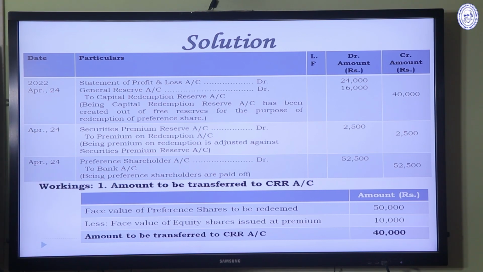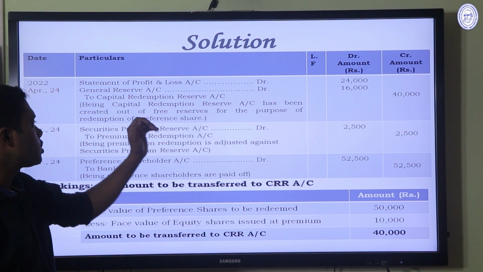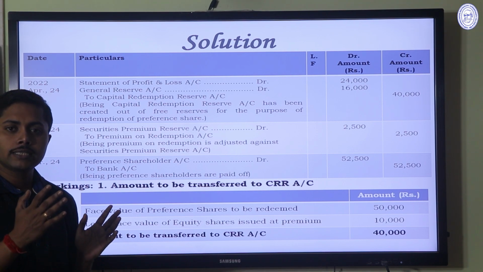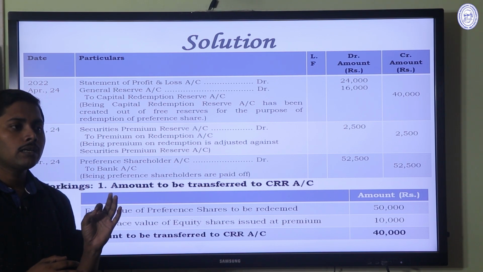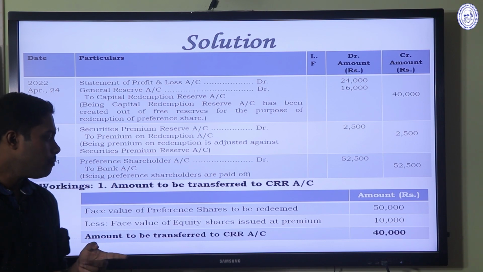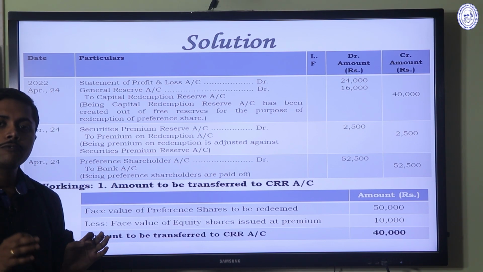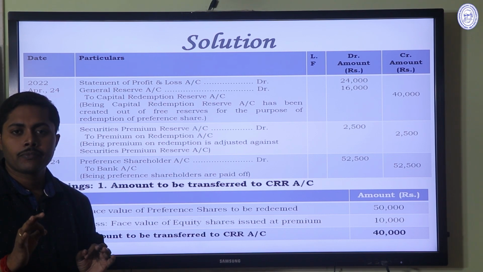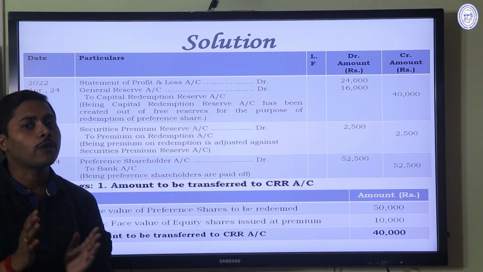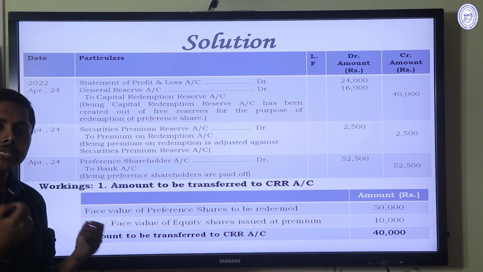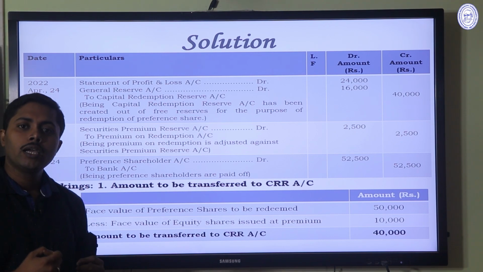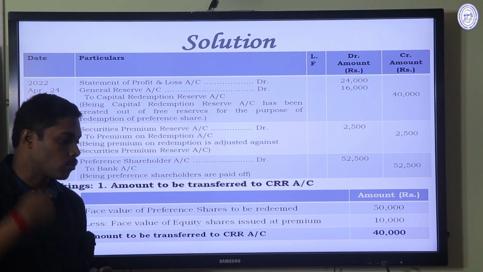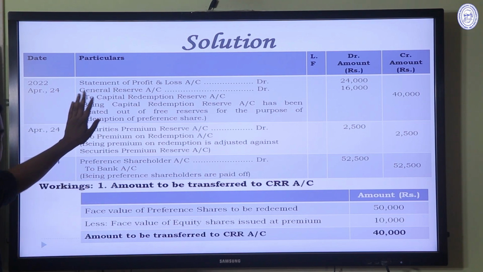We have to make arrangement for redemption of preference share, and for this purpose, as you already can see in the last slide, the company needs to redeem preference shares, which is the face value of 50,000, out of which only 10,000 has been collected by issue of equity share, right. So the rest amount needs to be created as CRR, that is, a CRR account will be created for the rest amount. Now how to calculate it?